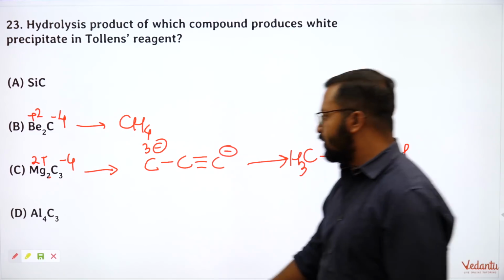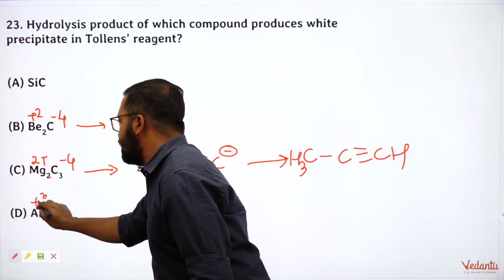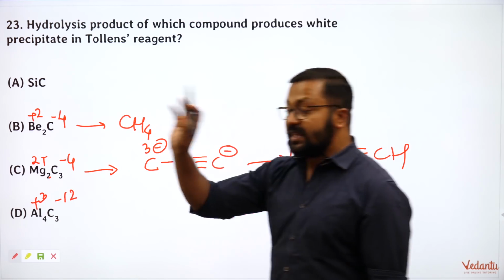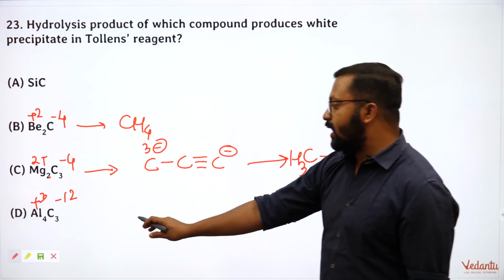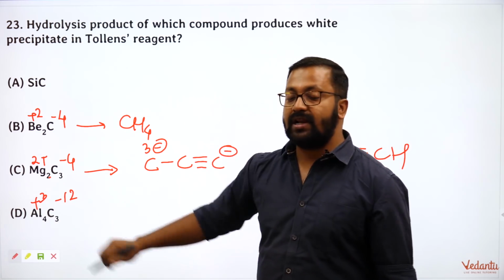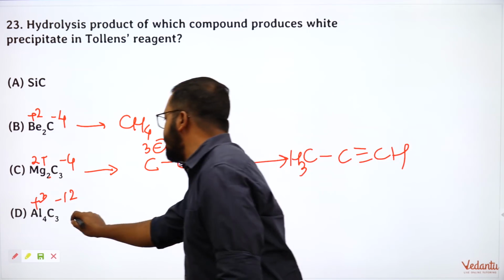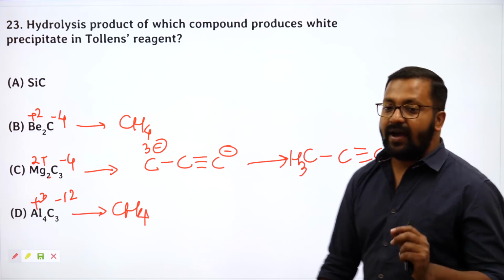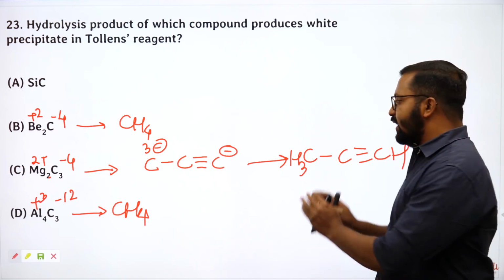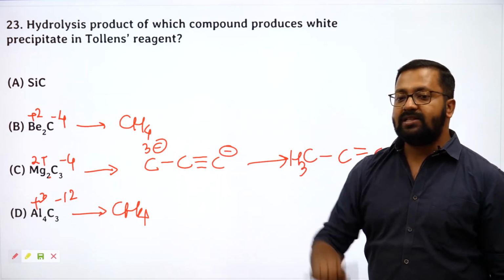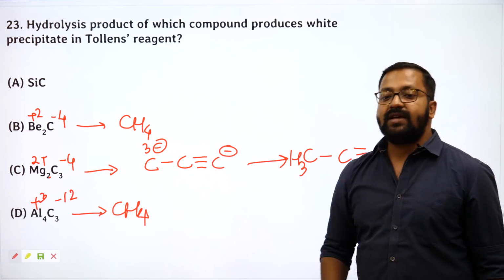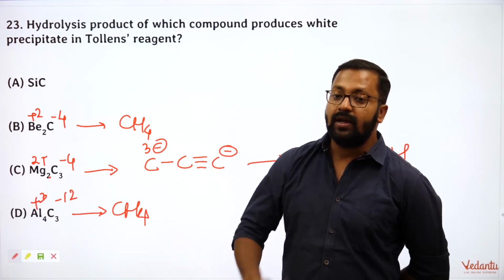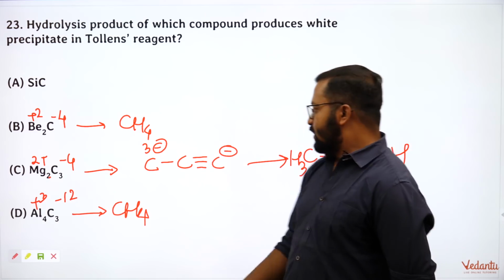You will get propyne. Al4C3: plus 3, so this will be a total of -12. Each carbon will have -4 charge. If each carbon is -4, that means none of the valencies are satisfied. It will form CH4. If valency is satisfied, then you will get a carbon-carbon compound. But if no valency is satisfied, and carbon has an oxidation state of -4, then CH4 would be produced.